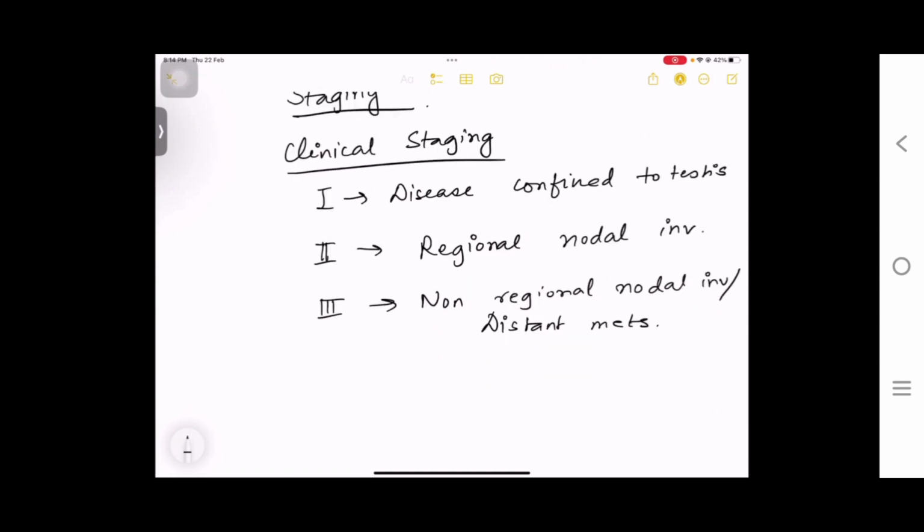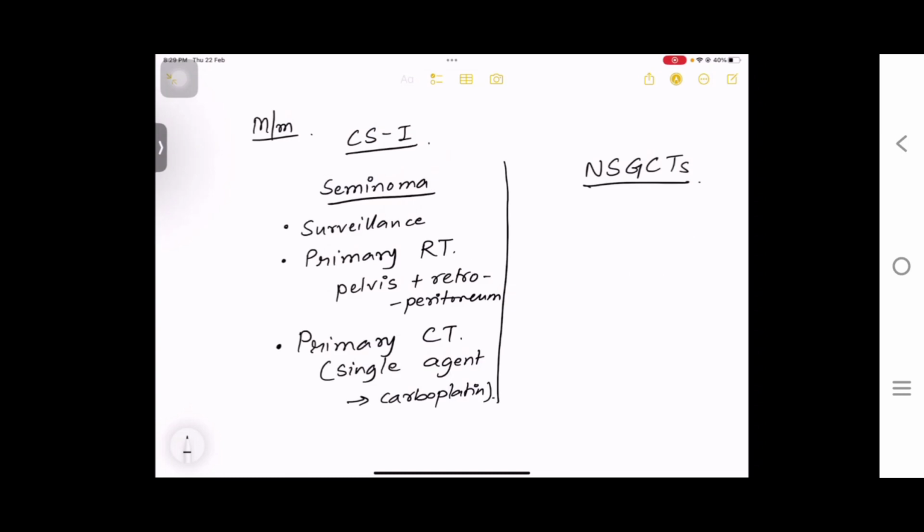Now we come to the staging of testicular tumors. Clinical staging, there are 3 stages: 1, 2, 3. Stage 1, when the disease is confined to the testis only. Stage 2, when the regional nodes are involved. And stage 3, when distant metastasis is also present. So at first, inguinal orchidectomy is done. After that, the staging of the carcinoma testis is done via CT scan of the abdomen and pelvis. And finally, the treatment is according to the clinical stage.